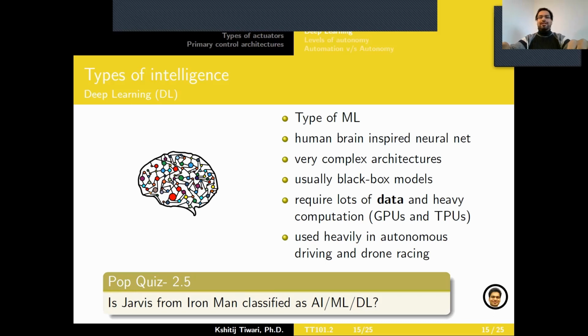If you have watched Iron Man, I'm sure you have, you might have heard about Jarvis, which Tony Stark uses to make his life easy in his workshop. Now it's up to you to decide whether that qualifies as an AI, ML, or deep learning. Comment down below and let us know what you think.